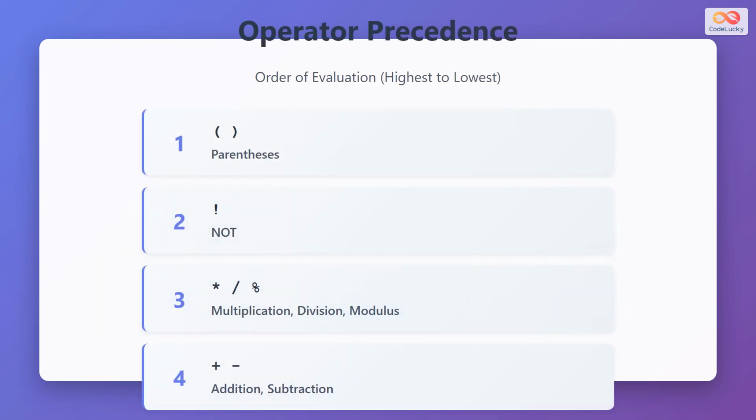Operator precedence determines the order in which operations are evaluated in an expression. Starting from the highest precedence, parentheses have the highest priority and are always evaluated first. Next is the not operator, represented by the exclamation mark. Then come multiplication, division, and modulus operators, which have equal precedence. After that, addition and subtraction are evaluated, also with equal precedence among themselves. Understanding precedence is crucial for writing expressions that evaluate correctly.